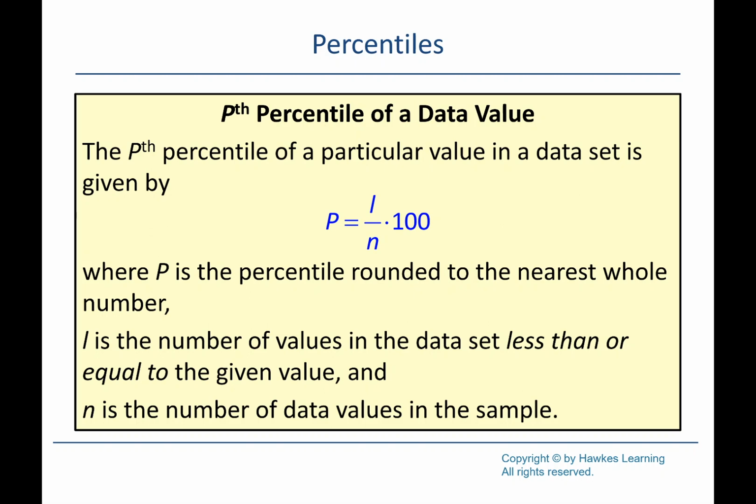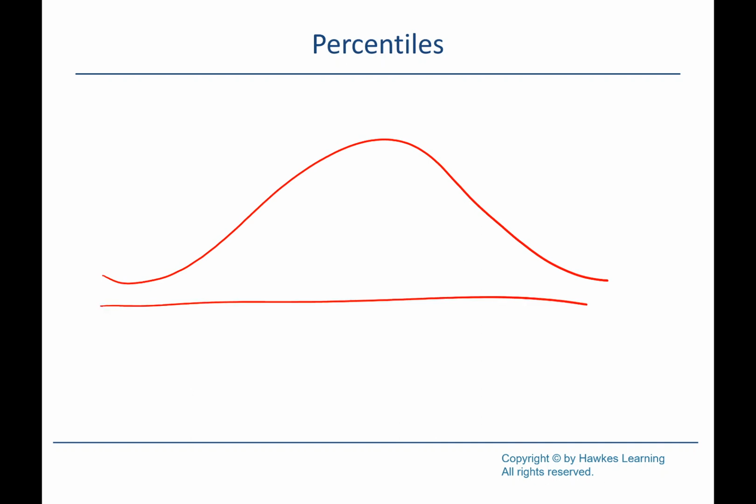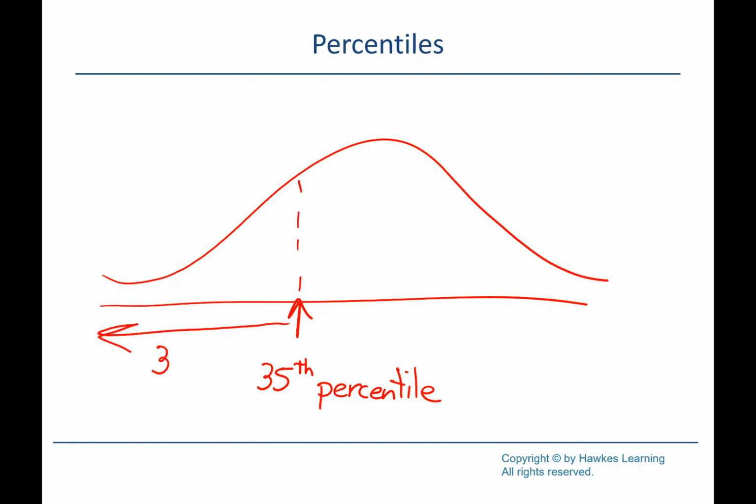And if you think about it as a picture, say we have this data value here that's at the 35th percentile. Well, that means that 35% of our data falls less than or equal to that value we're talking about.